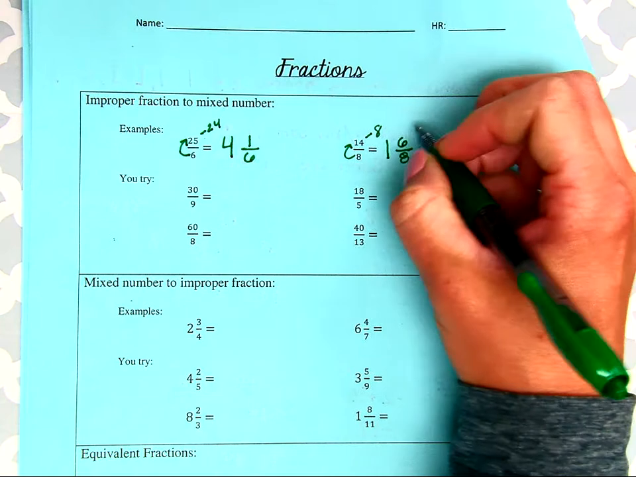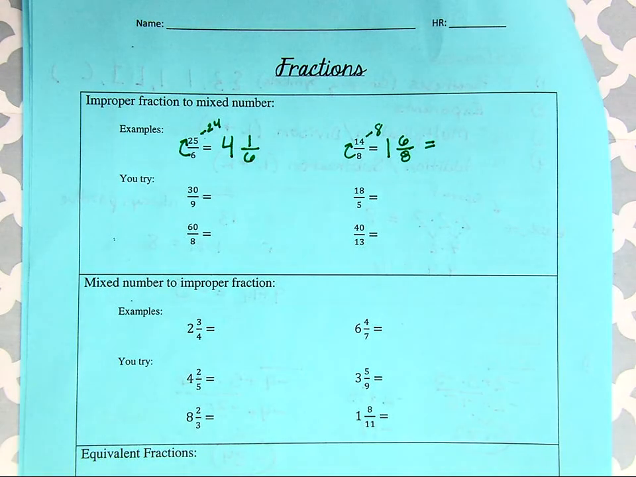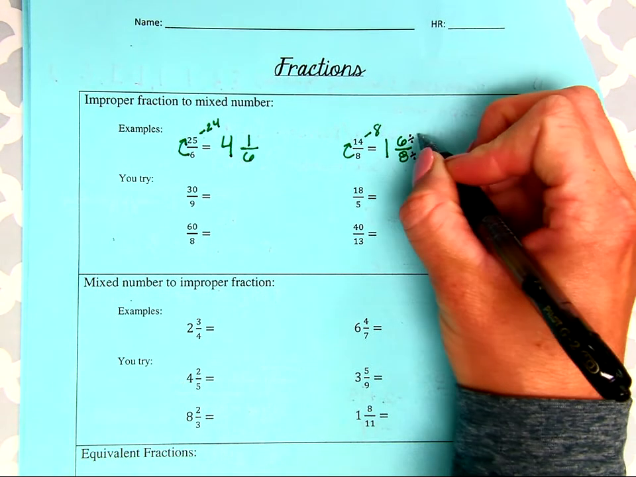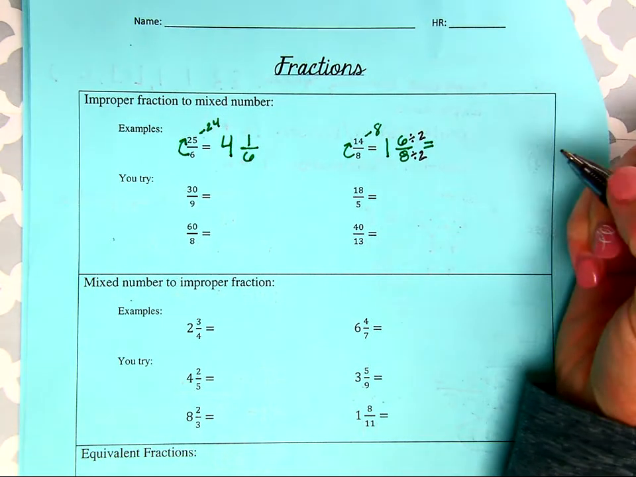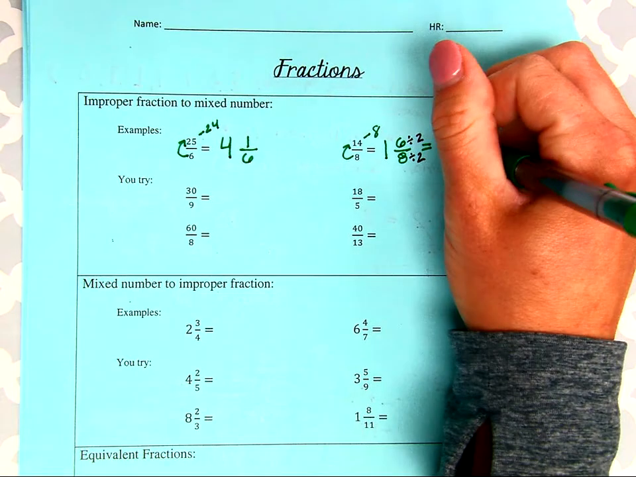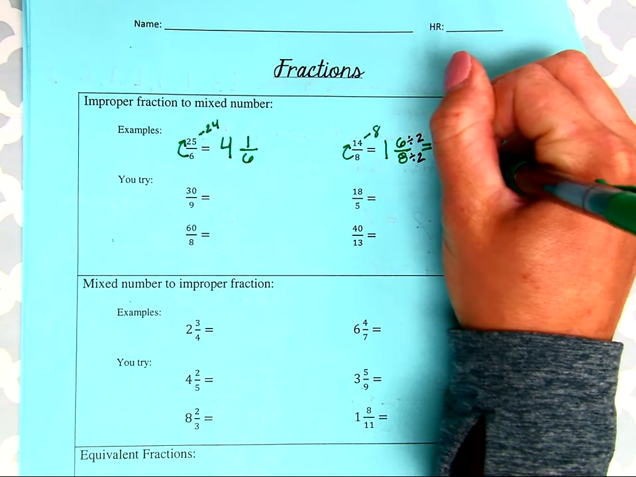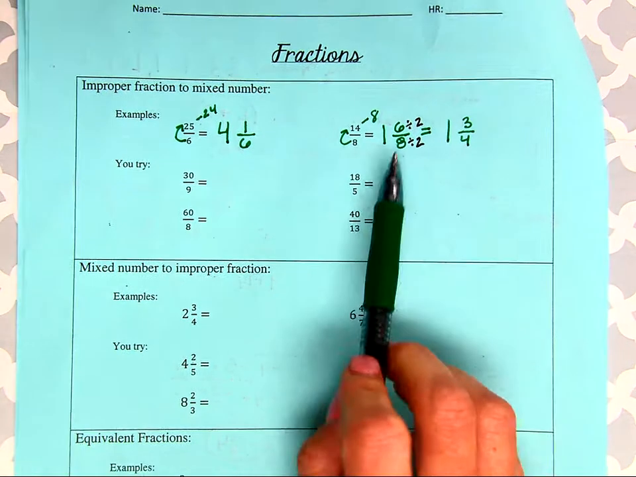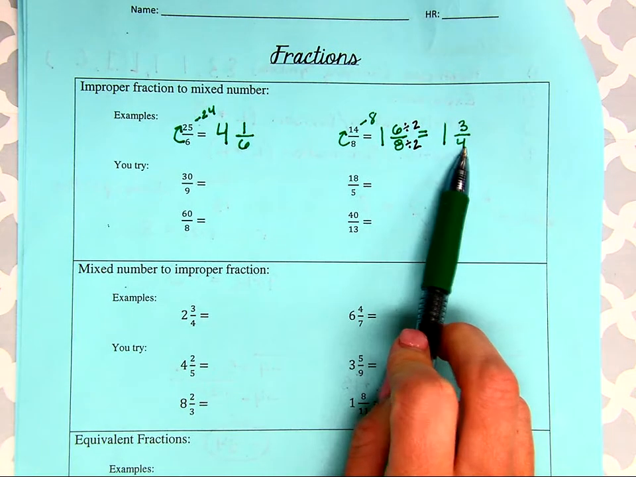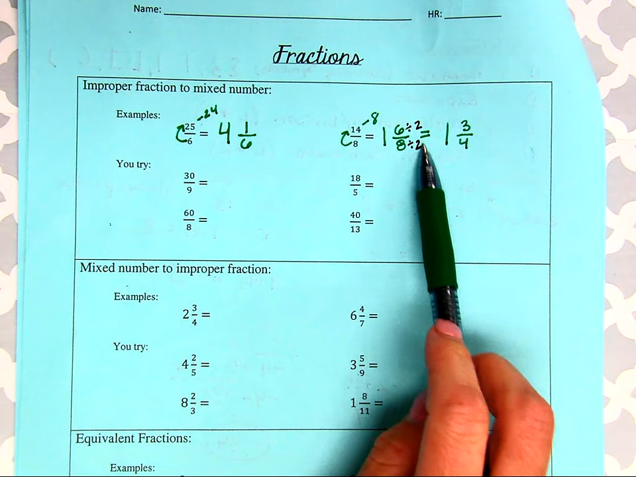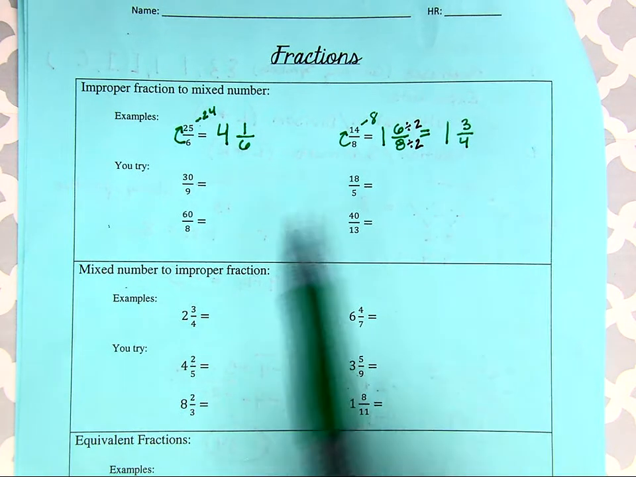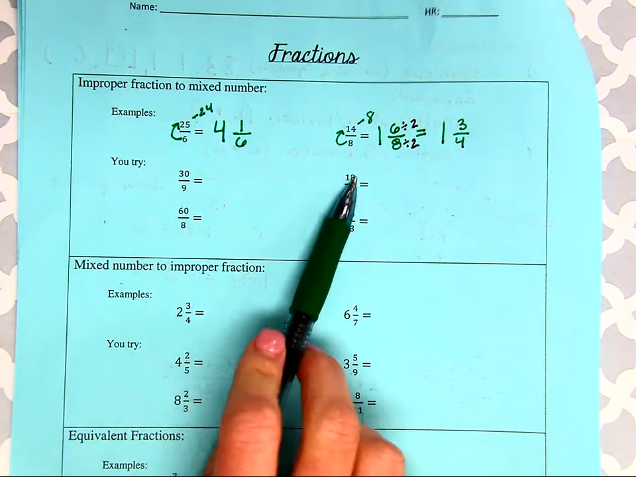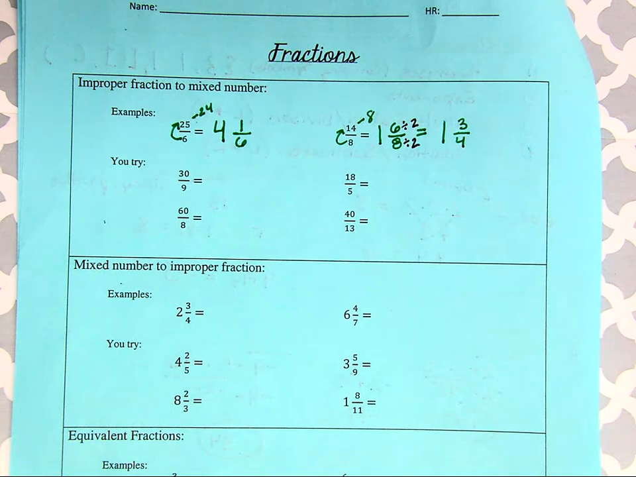But to simplify here, I'm thinking, what can I reduce both of these by dividing? And the first one that comes to my mind is 2. So this will simplify to 1 3/4 for our final answer there. Again, these are all equal to each other. It's just that this is the most simplified proper form. So right now I would like you to pause and try these 4 and then play to see how you did.